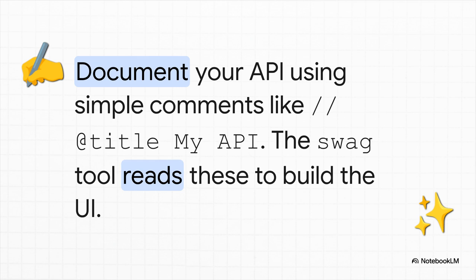All right, now for the really cool part. Instead of writing your documentation in some separate, lonely file, you do it directly inside your Go code using these simple comments. Right above your handlers, you just add these annotations for the API's title, its description, all the endpoint details. The swag tool scans these comments to build the entire UI. This means your docs live right next to your code, so no more out-of-sync wikis.